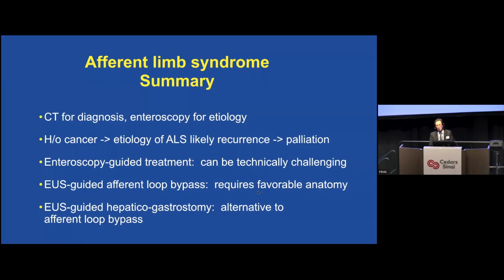And this requires favorable anatomy, so we may need to assist that with placement of an oroenteric catheter. And finally, remember that EUS-guided hepaticogastrostomy is a very viable alternative to afferent loop bypass, provided the intrahepatic ducts are dilated.